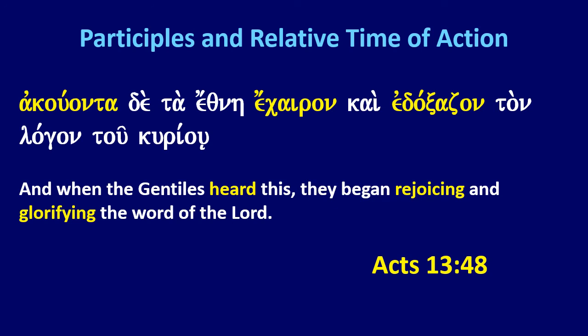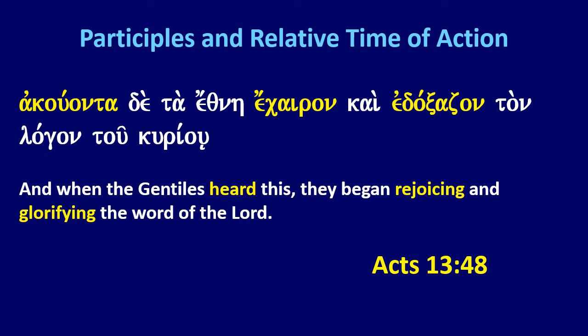So it says in verse 48, "And when the Gentiles heard this, they began rejoicing and glorifying the word of the Lord." The words for rejoicing and glorifying, echairon and edoxazon, are both imperfect active indicative verbs. 95% of the time in the New Testament, imperfect tense, indicative mood, occurs in context of past time, like it does here. And of course, the historical context, larger context of chapter 13 indicates this is past time as well, as Luke is writing retrospectively. But notice here that akousantes, the participle, is present tense participle from akouo.